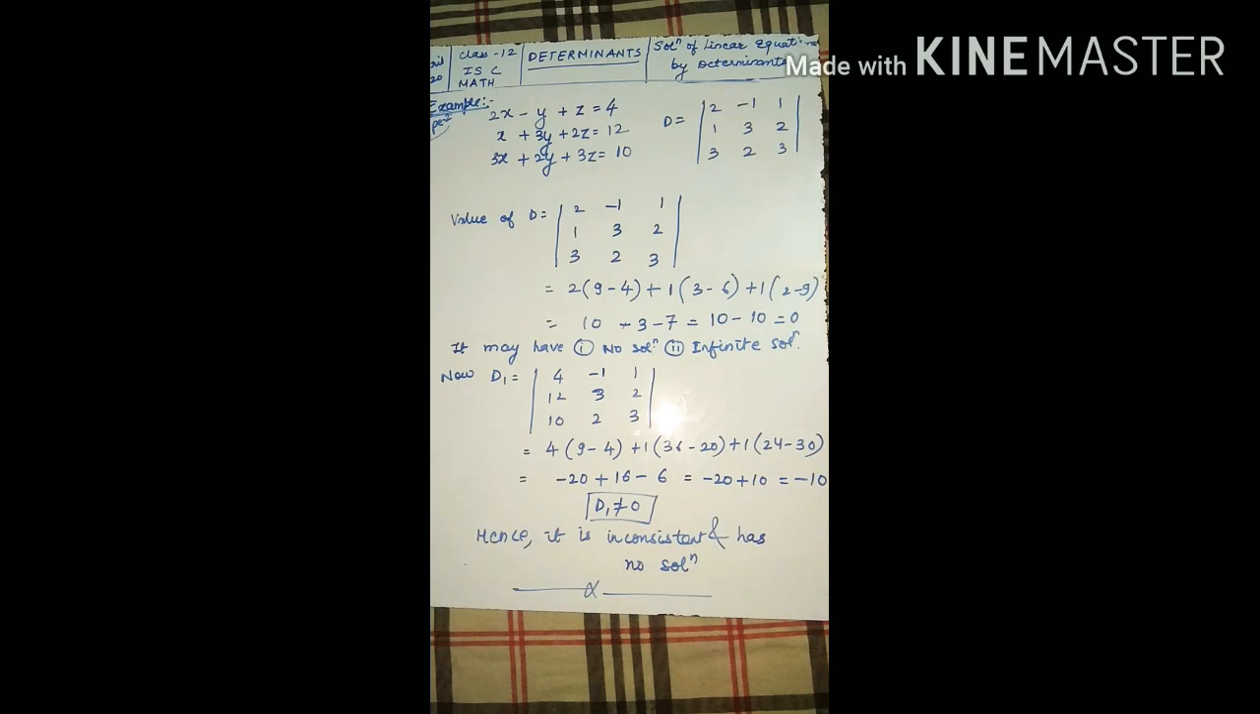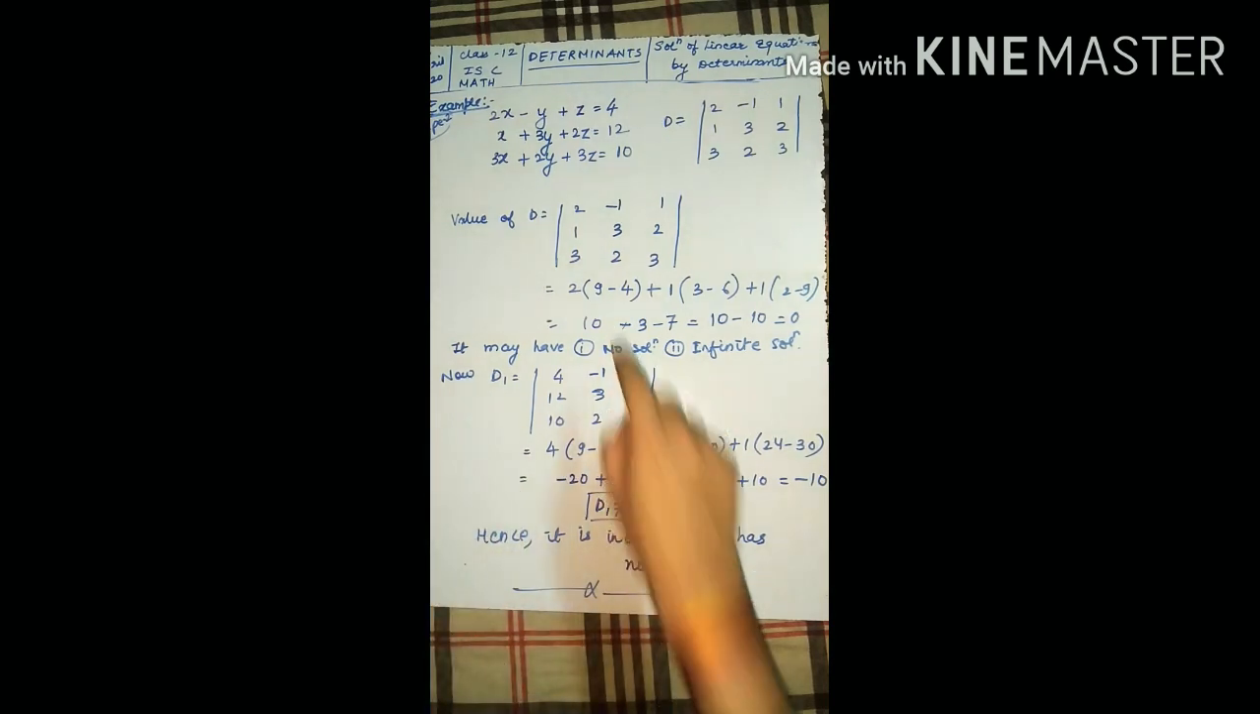That is, first it may have no solution, or it may have infinite solutions. What does the condition say for the non-homogeneous case? The condition for consistency of a non-homogeneous system is that if D is equal to 0, then it can have two cases, that is no solution or infinite solutions. Now to clear this up, let us find the values of D1, D2, D3.